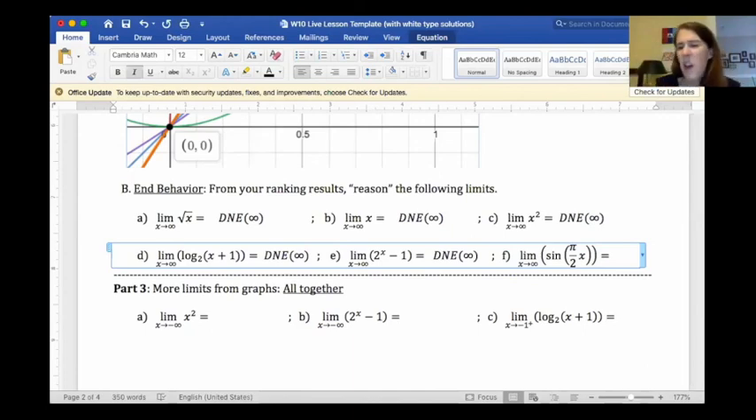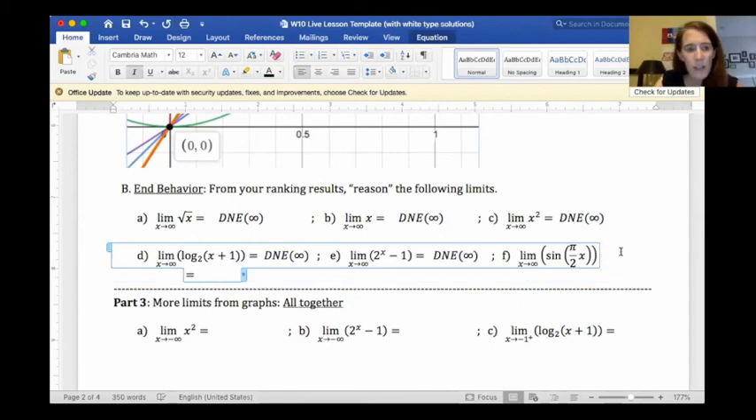So what's the limit? Is it approaching a number? No. Is it approaching infinity? No. It just doesn't exist, right? So here our limit does not exist. We can't say infinity because it's not going to infinity. It just doesn't exist, right? So that one is a little bit different than the others.